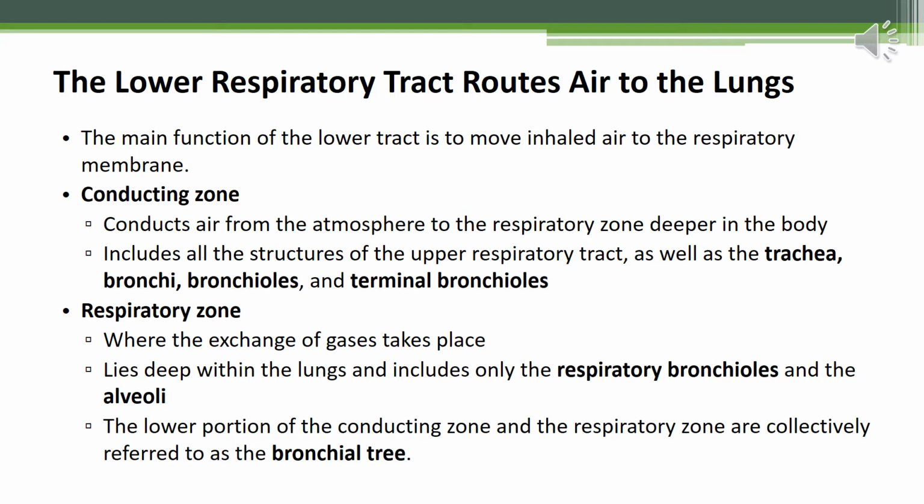And this conducting zone includes all the structures of the upper respiratory tract, as well as the trachea, bronchi, bronchioles, and the terminal bronchioles. And then there's the respiratory zone, which is the actual part of the respiratory system where the actual gas exchange takes place. And this zone lies deep within the lungs and includes only the respiratory bronchioles and the alveoli, and I'll tell you what these are in a second. The lower portion of the conducting zone and the respiratory zone are collectively referred to as the bronchial tree.